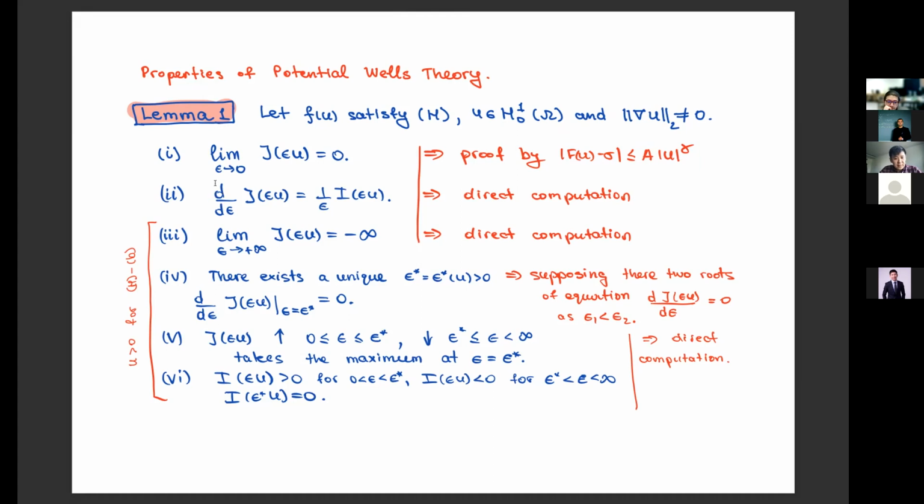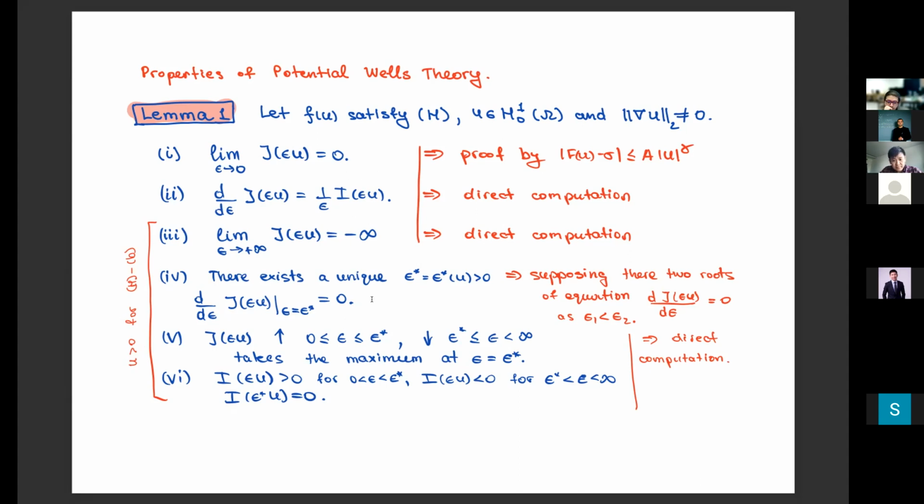Then if we differentiate with respect to this epsilon, we can get our Nehari functional. It is a direct computation too. If the limit of epsilon goes to plus infinity, then the potential energy goes to minus infinity. It's also a direct computation. Here we should mention that for case HB we assume that u is positive, and there is some unique point epsilon star, which is positive. Then by differentiating with respect to epsilon, at this epsilon star it will be 0. So we can see from here too.